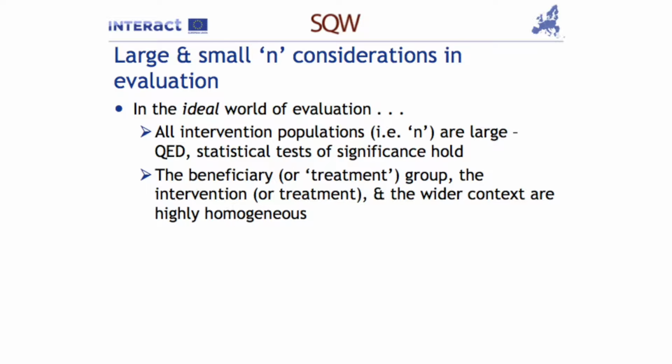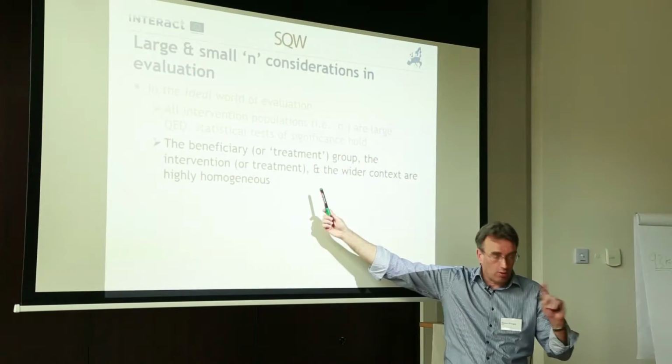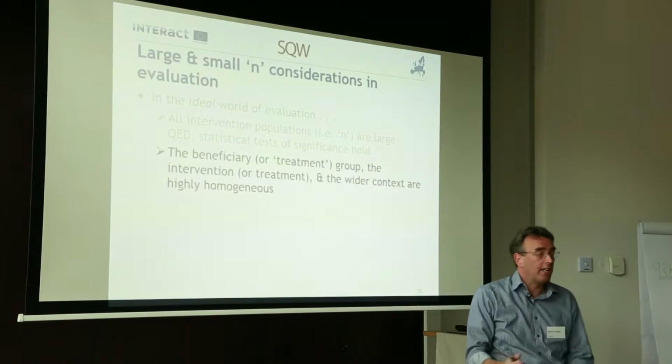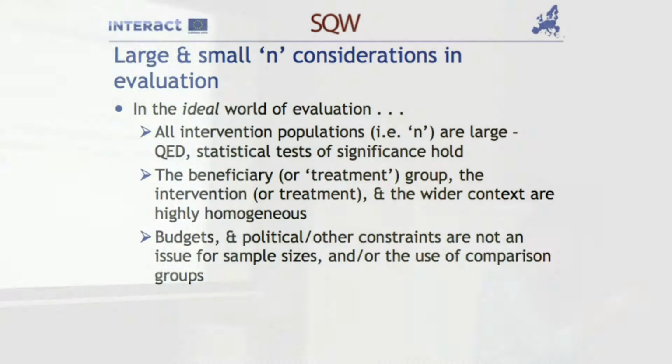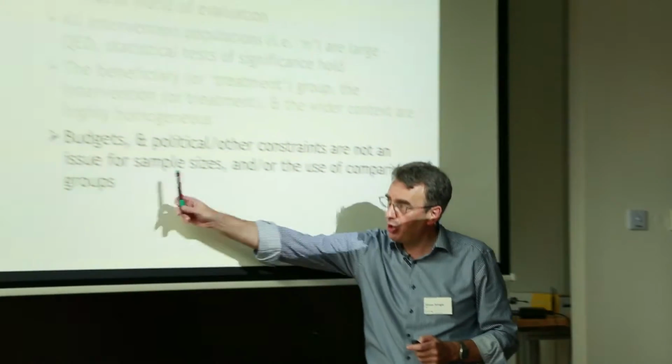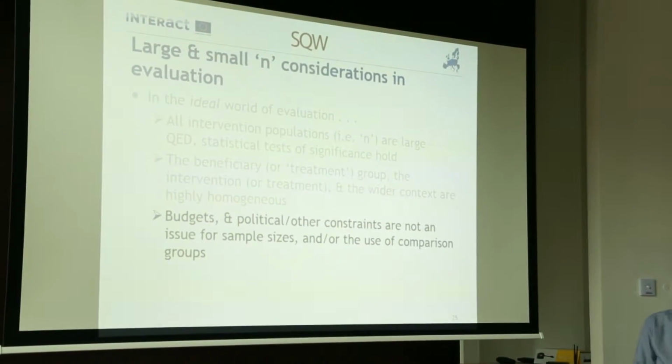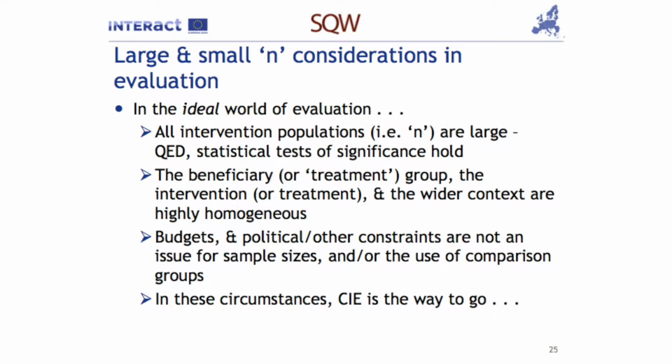The beneficiary, or what the scientists refer to as the treatment group, the intervention, the treatment, and the wider context are highly homogeneous. So you've got a very simple population that's large, and you've intervened with a beneficiary group which is numerically significant. And typically, in this ideal world evaluation, budgets, political, other constraints are not an issue for sample sizes or the use of comparison groups. In those circumstances, counterfactual impact evaluation is the obvious way to go.